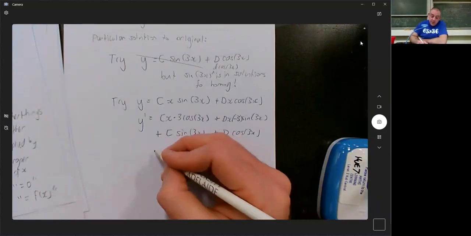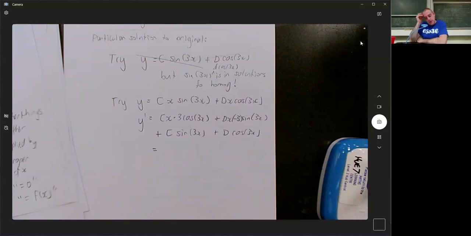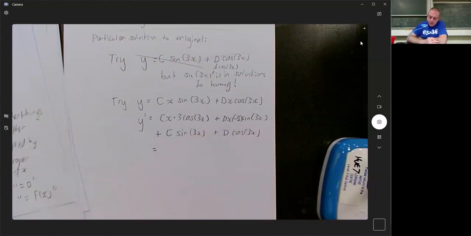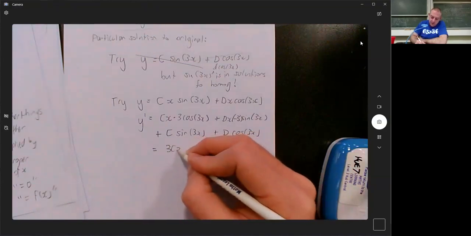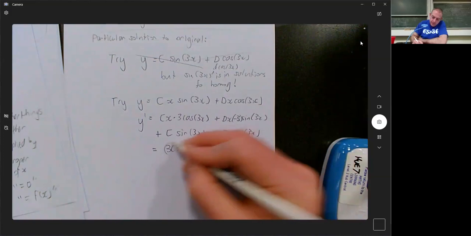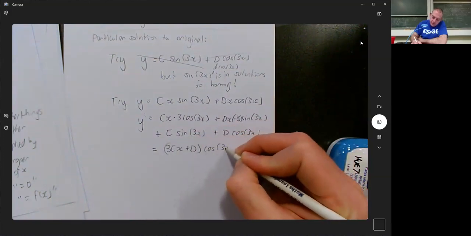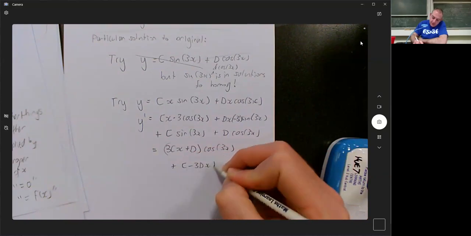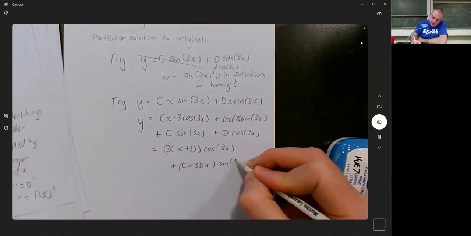And for the purposes of this, I might just put the cosines and the... what do I want to do? Maybe I'll just leave it as it is. Do I want to do that? I might put the cosines and the sines together. So I've got 3cx plus d, that many cos of 3x's, and c minus 3dx, that many sine of 3x's.